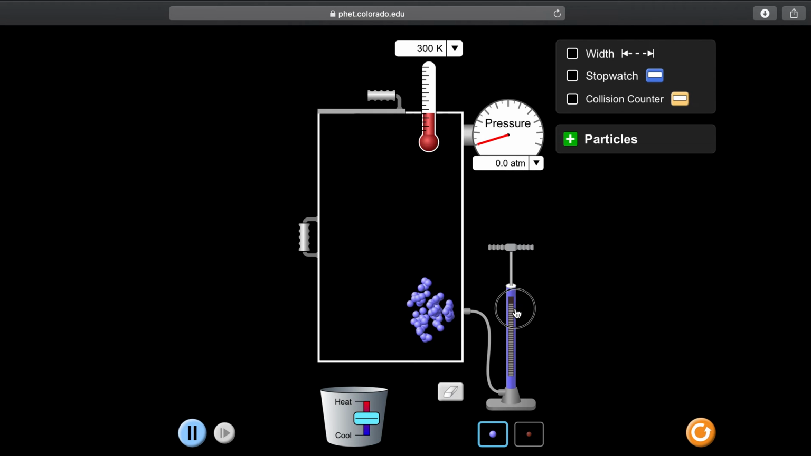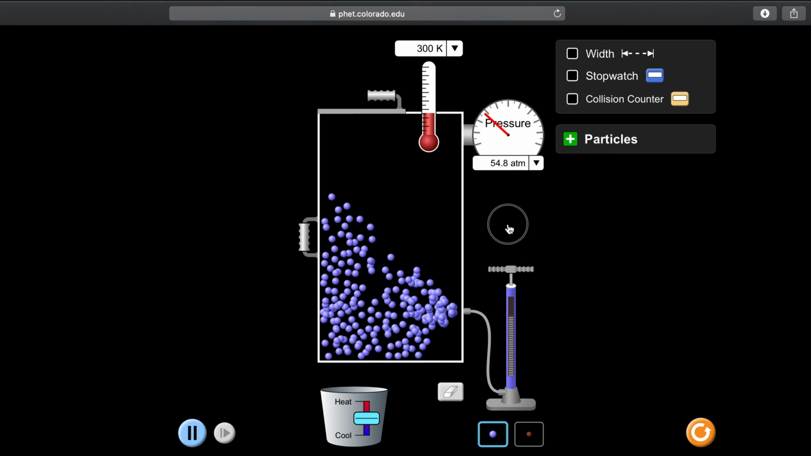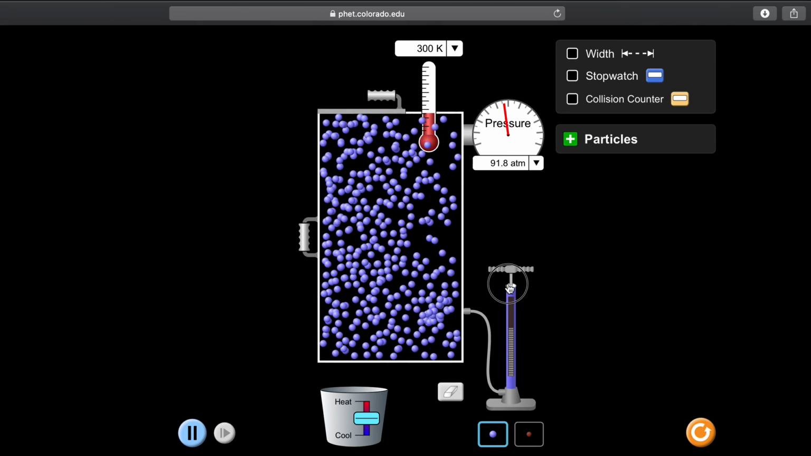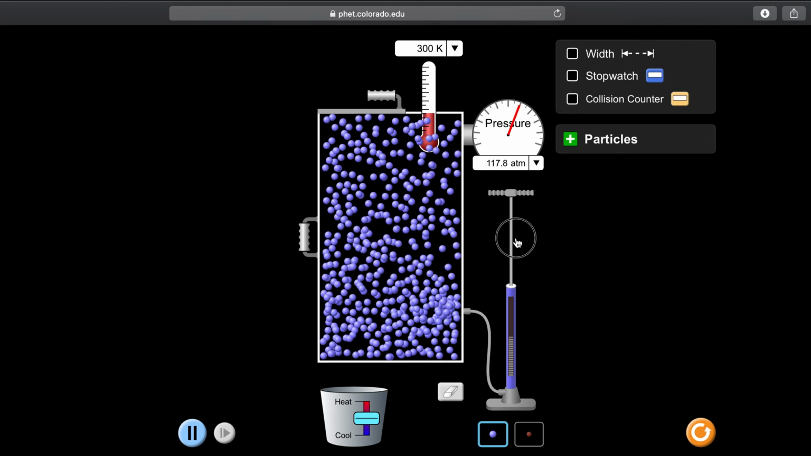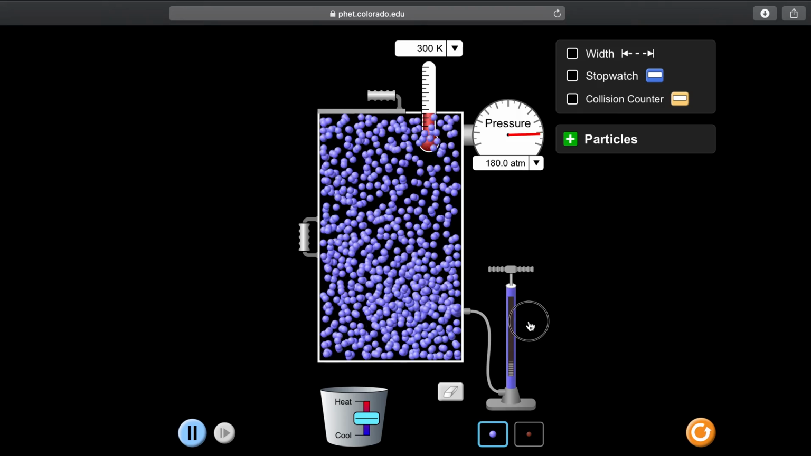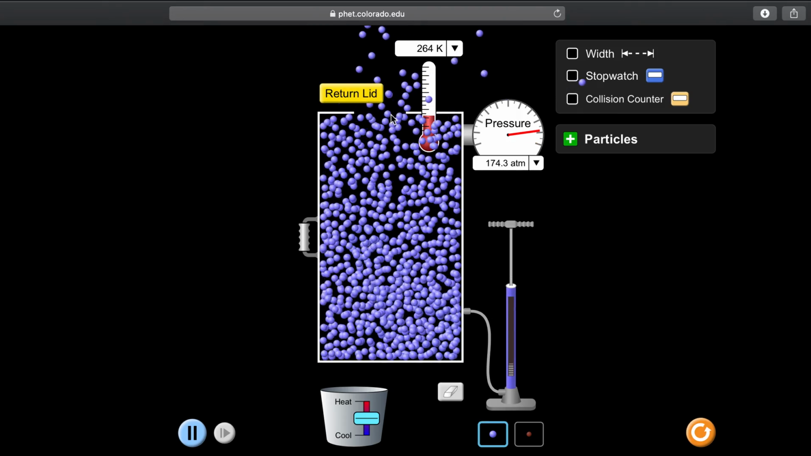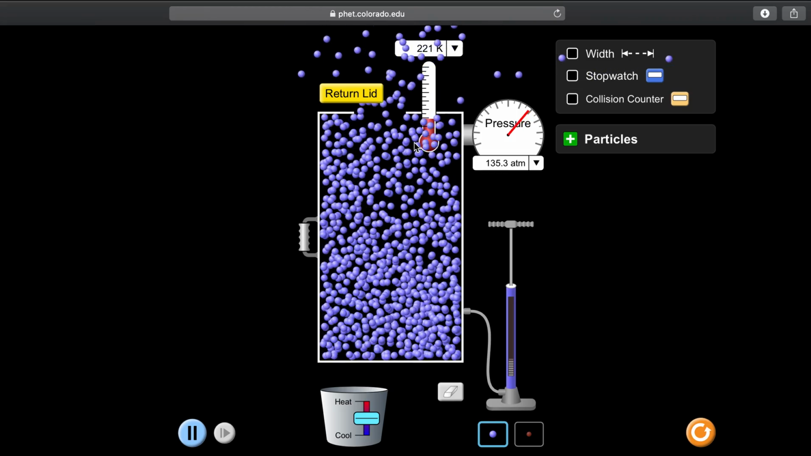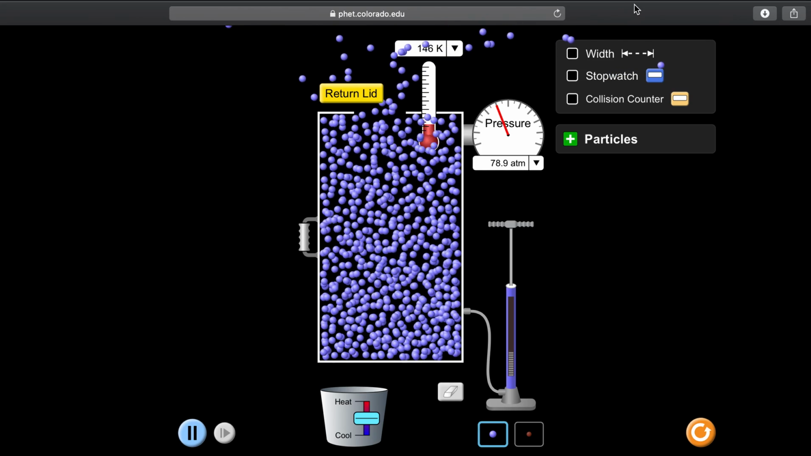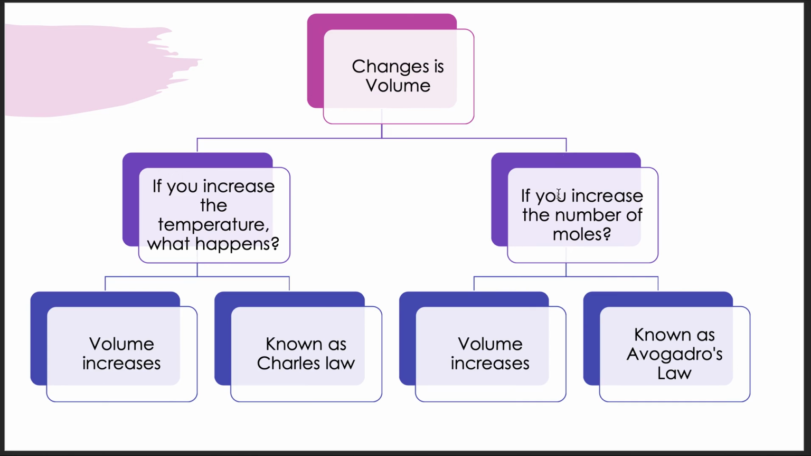So if I add a whole bunch of particles, I keep adding, I keep adding, just a whole bunch of moles of particles. Eventually, if this container cannot expand, you guys are going to see something. It's going to break. So this one pops. And that's what happens when you have so many moles in a small container. So therefore, if you increase the number of moles, volume will also increase. So that also has a direct relationship, and this is known as Avogadro's law.